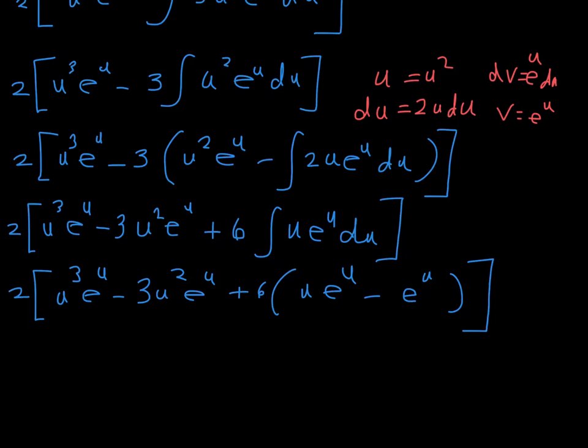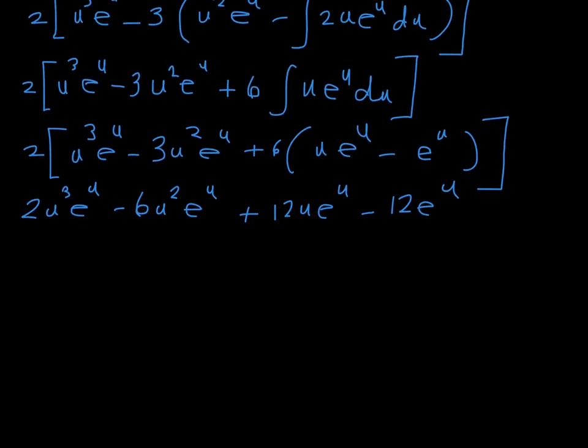Okay, make sure I have everything. What I'm going to do now is distribute this 6, and distribute that 2. So I have 2u cubed e to the u minus 6u squared e to the u plus 12u e to the u minus 12 e to the u. Excellent. Now, I'll put the plus c on the back end.